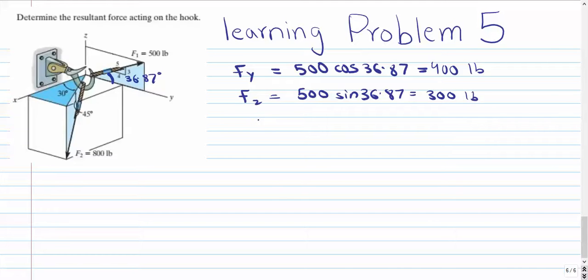Okay, let's move on to the force F2. So let's find the component along the z-axis first. So the component of F2 along the z-axis is going to be 800 sine of 45, and we should put a negative sign since it's in the negative z. It's in the direction of the negative z-axis. So negative 800 sine of 45. This would give us 565.7.